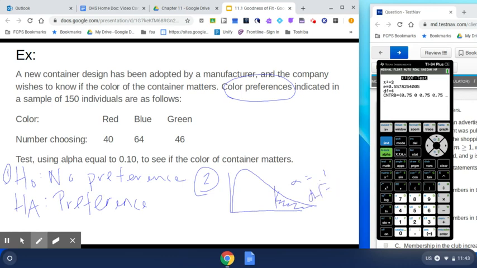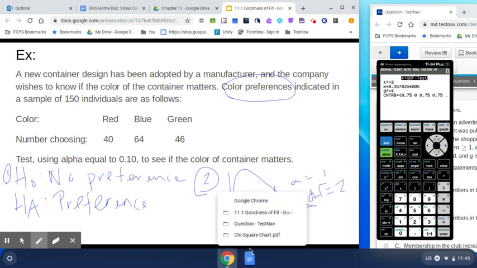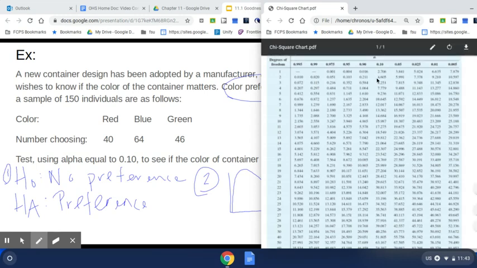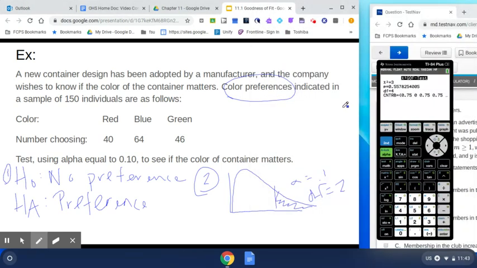Degree of freedom, we have 3 colors. So there's 3 categories there. 3 minus 1 gives us a degree of freedom of 2. So let's go to our chi-squared chart and look up that critical value. So for 2 degrees of freedom, an alpha level of 0.1, I see 4.605 as that critical value. Okay, so that's where the critical region starts. That's our critical value. Again, I'm going to go ahead and erase that.